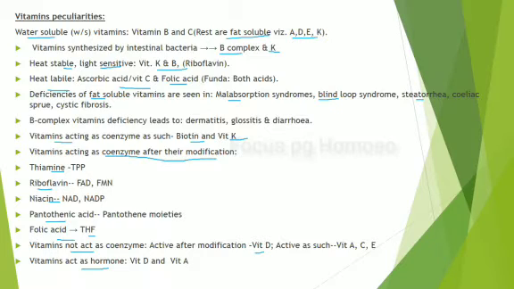Vitamins which act as coenzyme are biotin and vitamin K, and those which act as coenzyme after their modification are thiamine as TPP, riboflavin in FAD and FMN, niacin in NAD and NADP, pantothenic acid as coenzyme A, folic acid as THF. Next, vitamins which don't act as coenzyme are vitamin D and vitamin A, C, E. Vitamins which act as hormones are vitamin A and vitamin D.